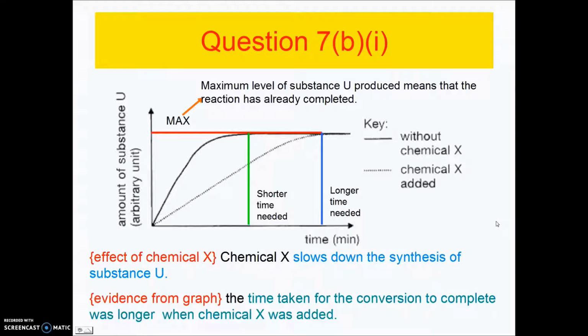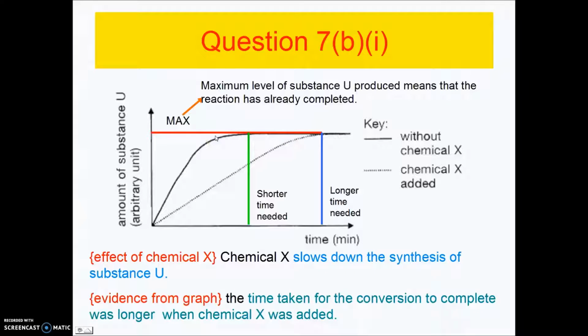And for question 7b, in this graph, I suggest you add 3 lines: one horizontal line and 2 vertical lines. The red line, the maximum level, means that the reaction has already completed because no more substance U will be produced. That means the reaction ends.